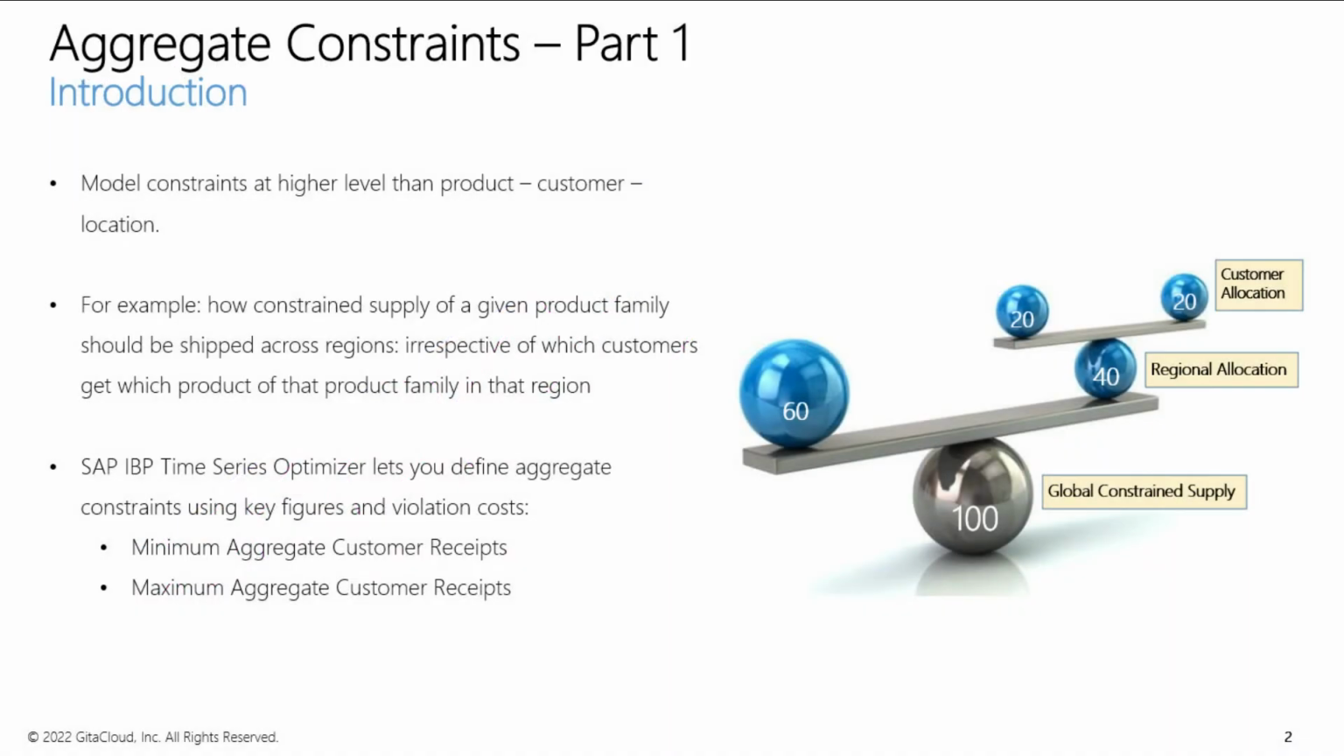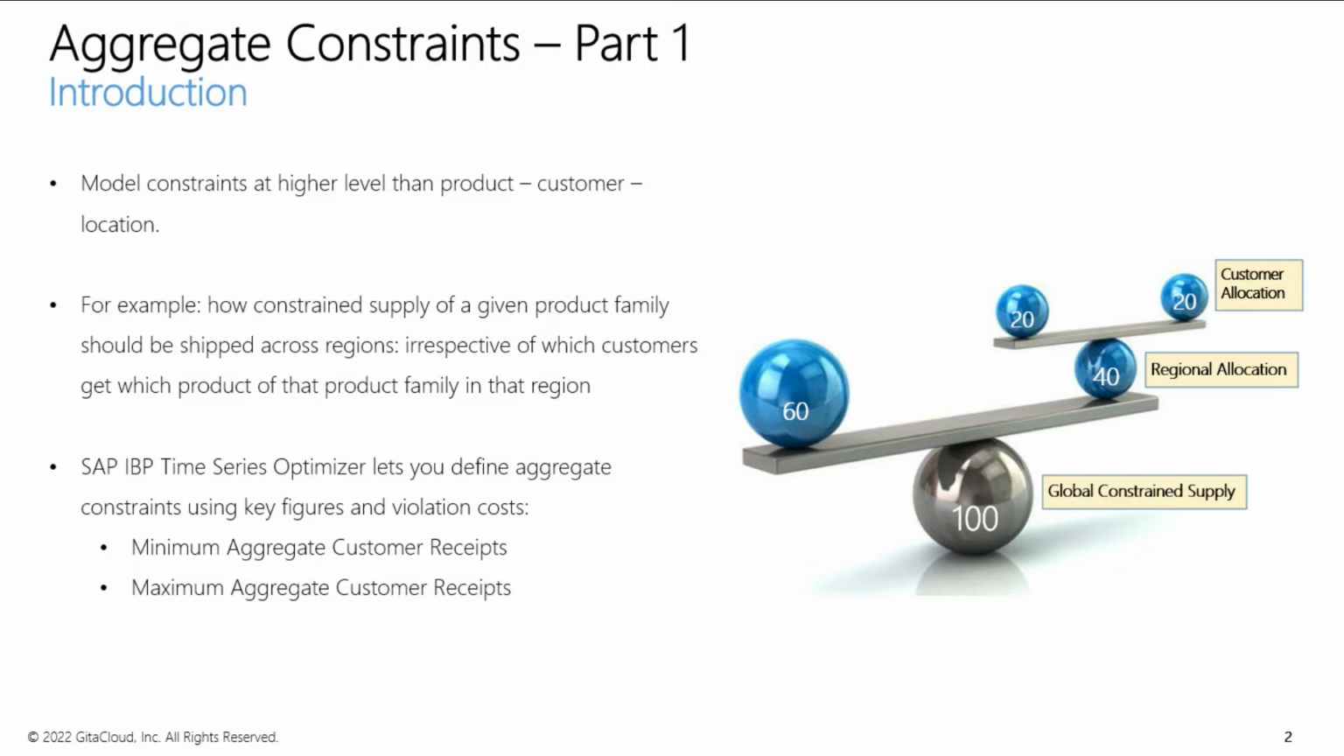Let's first understand the broad concept of aggregate constraints in SAP IBP Supply Optimizer. Granular constraints at product customer level can help optimize global revenue. Aggregate constraints help balance revenue goals with regional market share or growth goals.